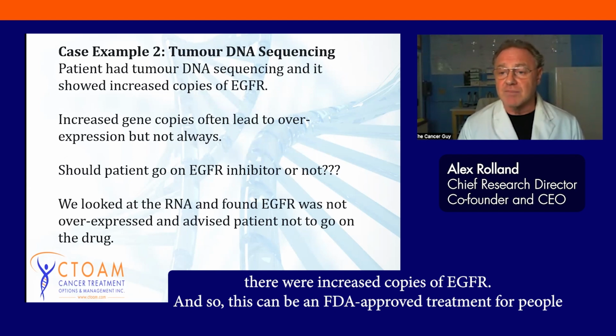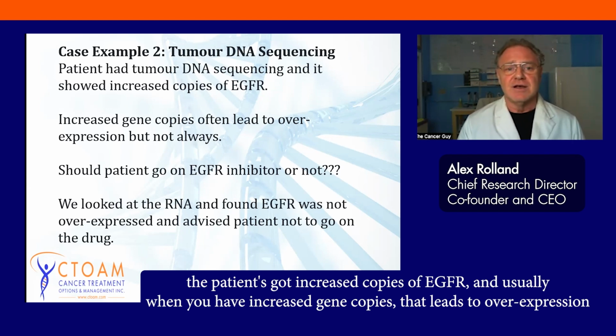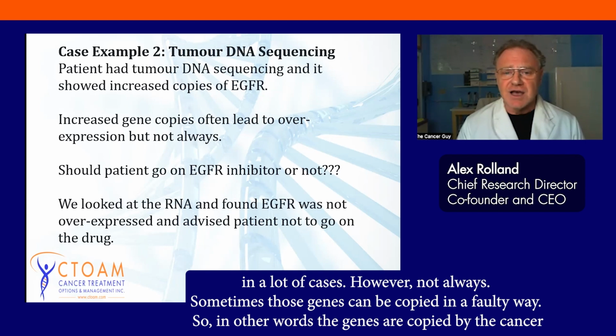And so this can be an FDA-approved treatment for people if they have it. EGFR inhibitors can work very well in certain lung cancers. And so the doctor actually asked us, well, the patient's got increased copies of EGFR, and usually when you have increased gene copies, that leads to overexpression in a lot of cases. However, not always. Sometimes those genes can be copied in a faulty way.